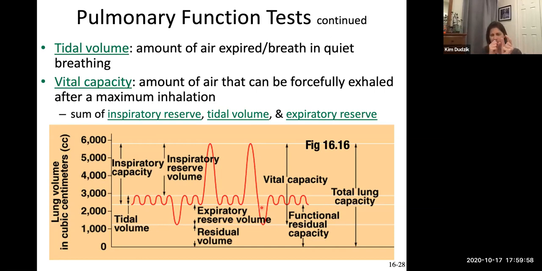Now, remember I said you never fully collapse your lungs, right? Because the pressure in the intrapleural membrane is always lower than the pressure in the intrapulmonary space, okay? So because you can never completely collapse your lungs, you always have some air in your lungs. No matter how forcefully you breathe out, you never totally get all the air out, okay? And that's this extra volume here at the bottom called residual volume. That's what's left over. So when we add your vital capacity to your residual volume, that's your total lung capacity.